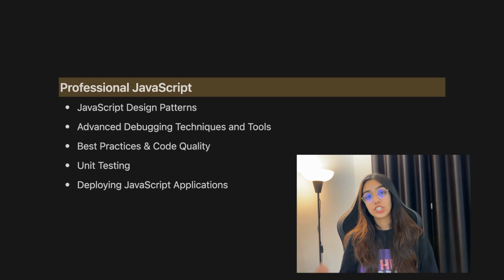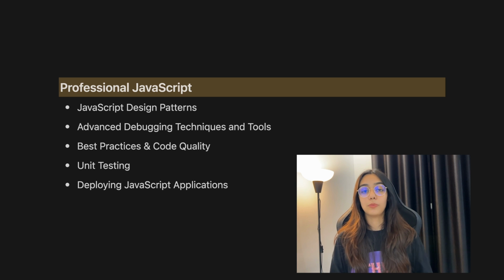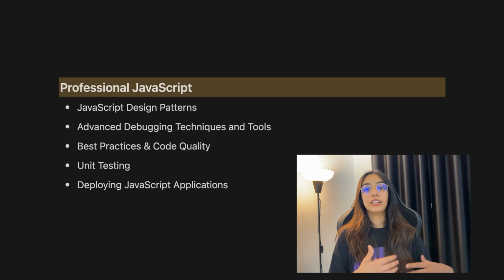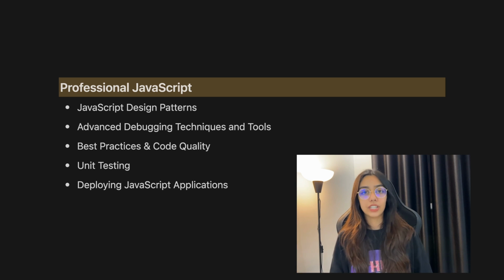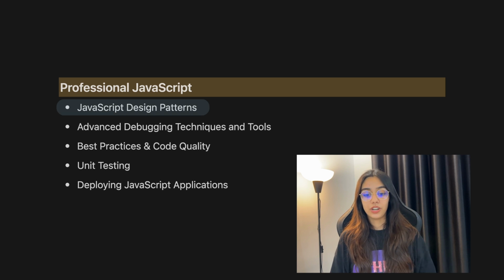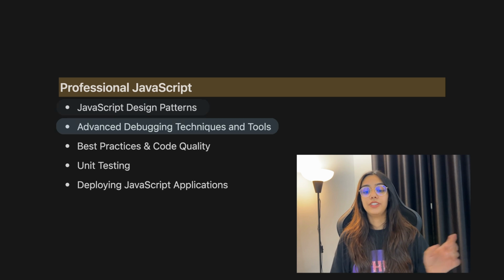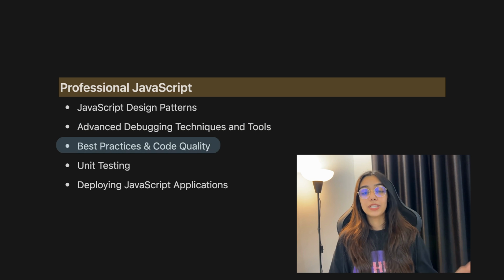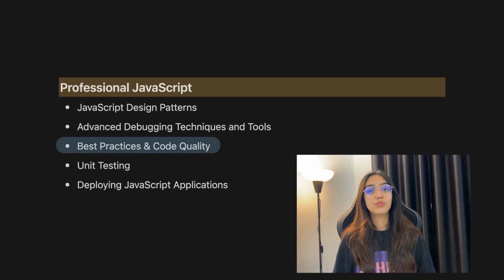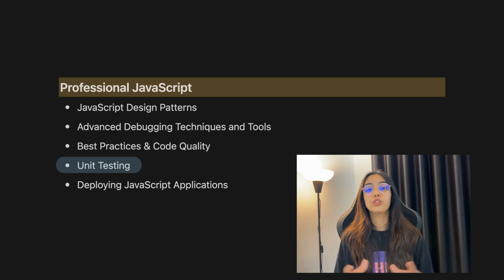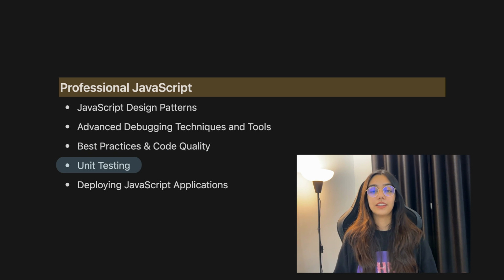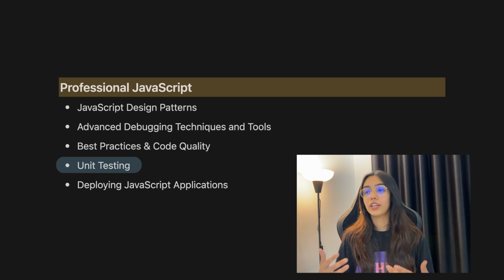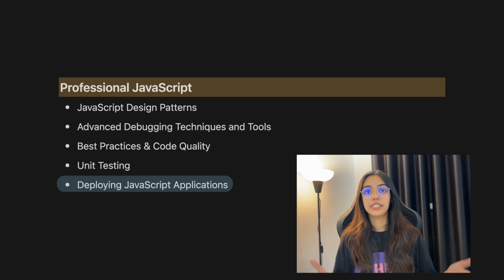Lastly, we have professional JavaScript. In this section, I've added topics that will help you transition from feeling like a junior developer to a mid-level developer. So here we have topics like JavaScript design patterns. We have advanced debugging techniques and the tools that you can use. Then you have best practices and code quality rules used by JavaScript developers in the professional world. Then you need to learn about unit testing JavaScript. This is an incredibly important topic if you are working in real life projects. And lastly, deploying your JavaScript applications.